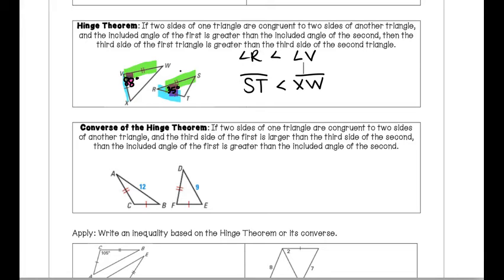You must have two sides that are congruent, and then you need to know those angle measures, and that's how we can make that decision about the sides. We don't know the exact length, but we are able to say which one is larger or smaller.